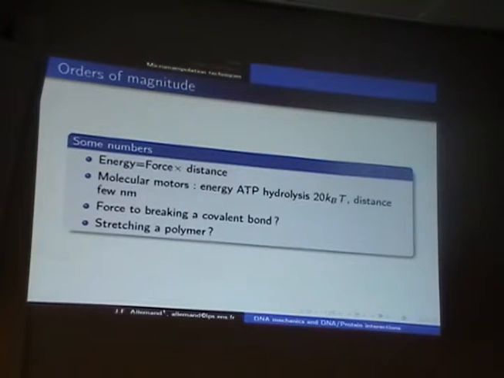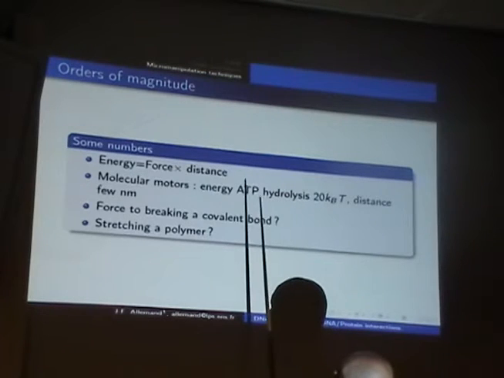Now, my timing is not good. I want to spend some time on techniques, so I won't go very far. We said that the forces that we need to take into account are on the order of piconewton. Usually it's not a unit that we know that much, so we should get some order of magnitudes. So how to do that?